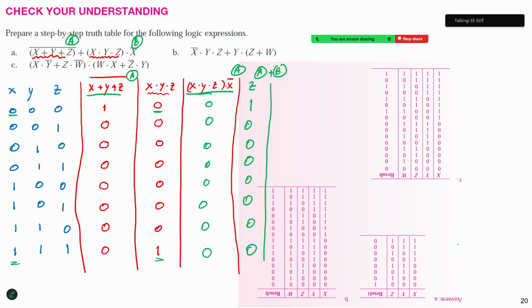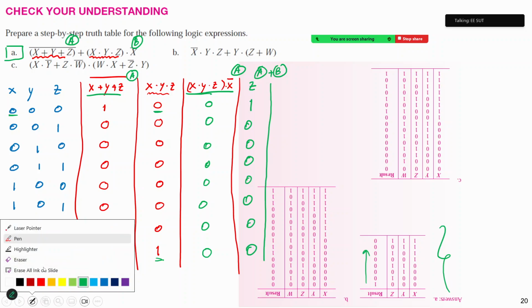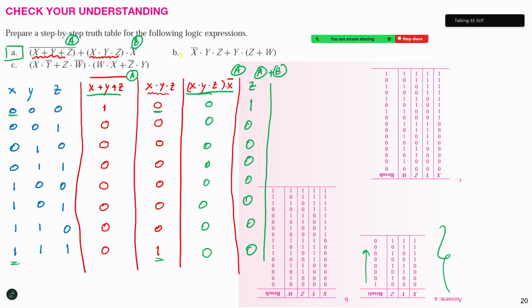Right? And this is the solution of equation number A, right? Here. So we get 1 and all 0. Okay. So I just suggest you practice with equation B and equation C by yourself, and the solution is here. Okay. Just do it first.